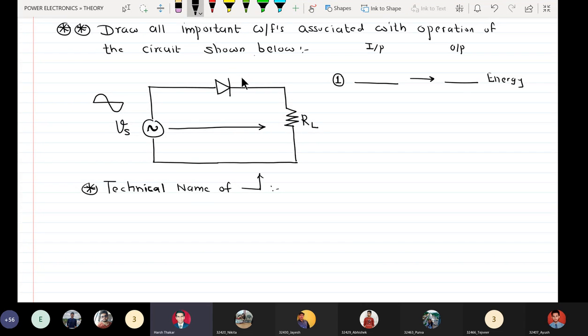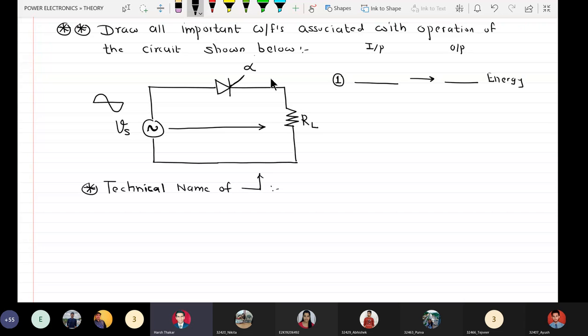But if I replace this diode with an SCR, and if I fire this SCR at omega t equal to alpha, then the same circuit now becomes a controlled rectifier or a converter. Now whether this is half wave or full wave. This SCR, when put between the AC supply and the load, will it be able to control both half cycles or only one? Only one half cycle. Which half cycle will it control? Positive or negative? Negative. No, it is both.